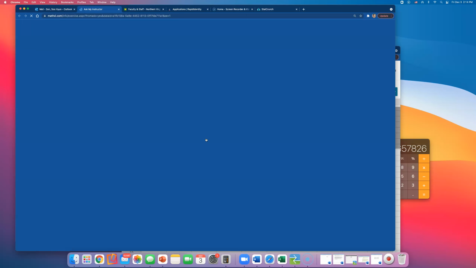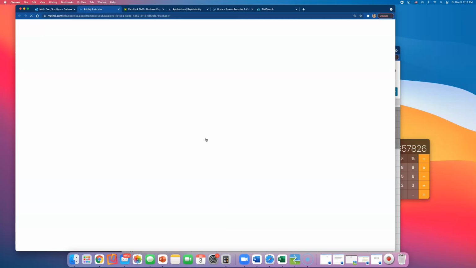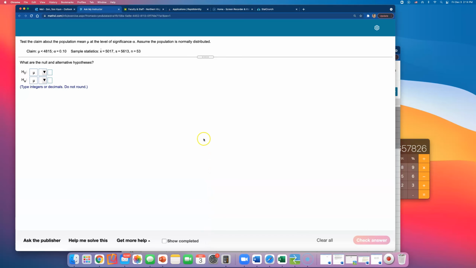All right, next one on the list is number 30 on Module 6 homework. I think I can go over all the Module 6 homework today. Let me try. So it says, test the claim about the population mean mu at the level of significance alpha. Assume the population is normally distributed.